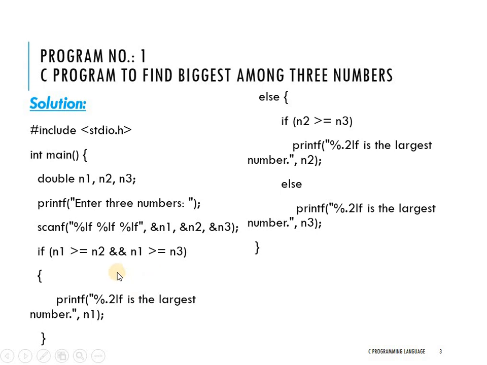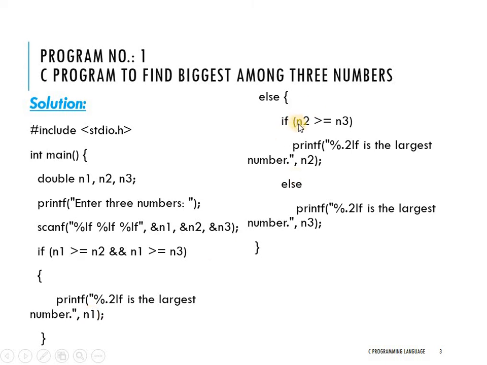Here we have used simple logic only. First, we check n1 with n2 and then n1 with n3. If both conditions become true, then only this if condition becomes true, because we have used logical AND. Both conditions must be true to get true using logical AND. So n1 becomes the largest number compared to n2 and n3.